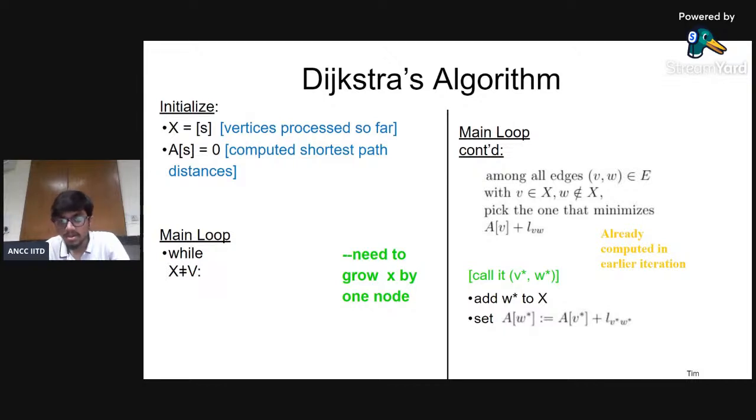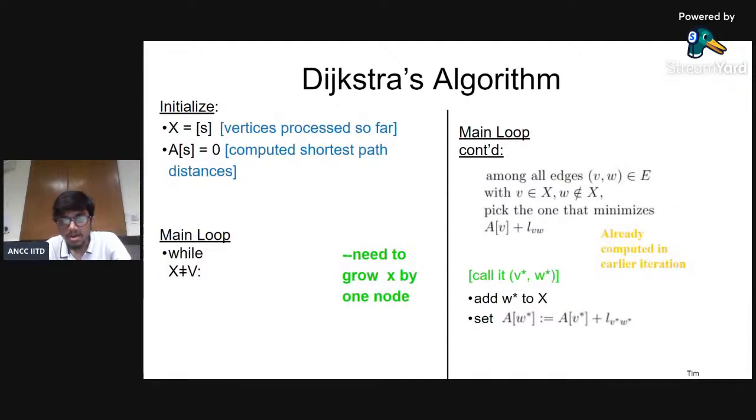At the next step, these two edges are the ones which cross the frontier. So now we would calculate the value for these two. Here we see that 3 plus 4 is 7 and 0 plus 5 is 5. So the minimum of these two is 5. We would choose this edge, add this vertex to the explored set, and set the minimum distance of this vertex to 5.